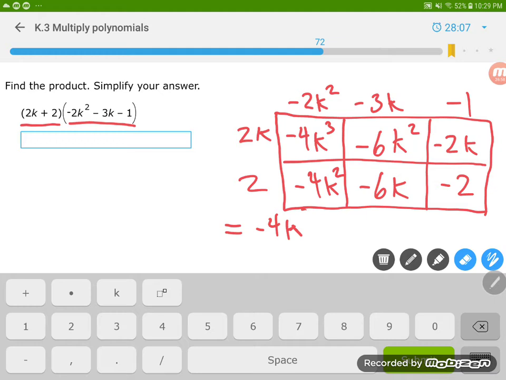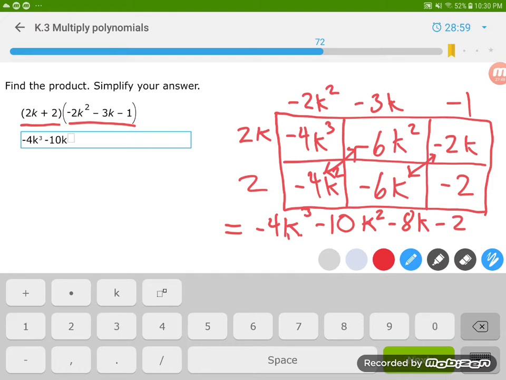So we're just going to erase this. This will become negative 4k cubed, and then negative 4k squared and negative 6k squared. So notice I'm just combining my like terms. I'm then going to have negative 10k squared, and negative 6k and negative 2k will make negative 8k, and minus 2. So that's my final answer. Notice I got 4 terms out of here. I did have 6 spaces, but remember, these 2 combined together and these 2 combined together. So my final answer: negative 4k cubed minus 10k squared minus 8k minus 2.